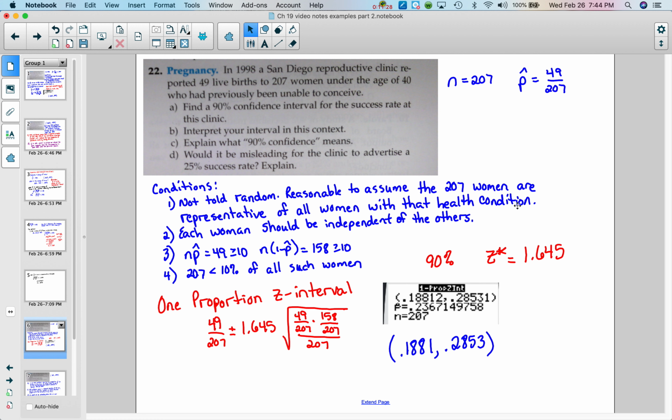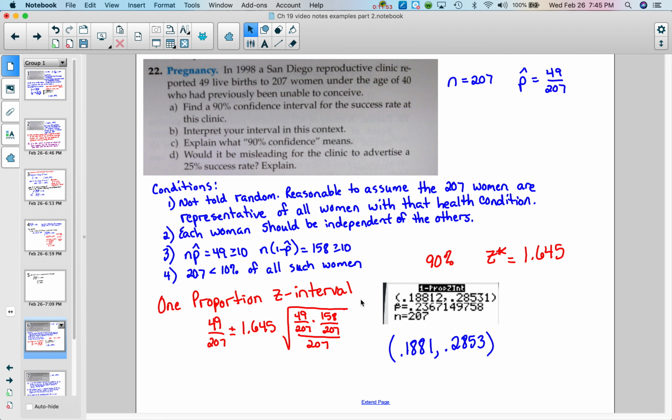Then I check my success and failure condition. n times p-hat is 49, which is greater than or equal to 10. n times 1 minus p-hat is 158, which is greater than or equal to 10. And 207 is less than 10% of all such women who had previously been unable to conceive. Because the conditions are met, I'm going to do a 1 proportion z interval.